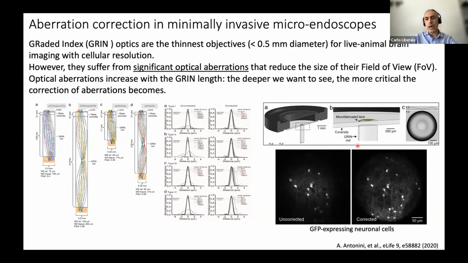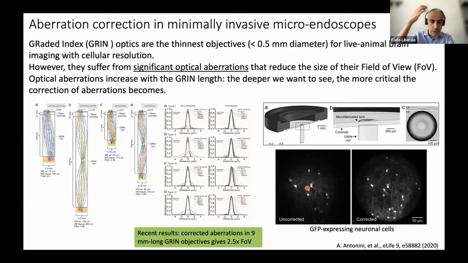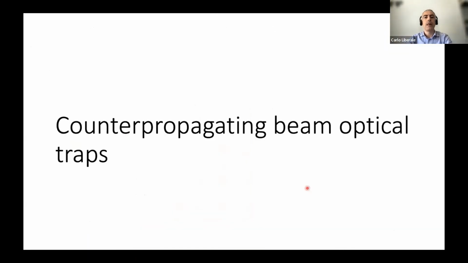You can see here how the field of view of neurons can be increased by this approach, and you see more neurons, and so you can study more interactions between them. And very interestingly, we now also have new results, not yet published, where we can expand the field of view 2.5 times also with 9 millimeter long GRIN lenses, so we can go even deeper into the brain.